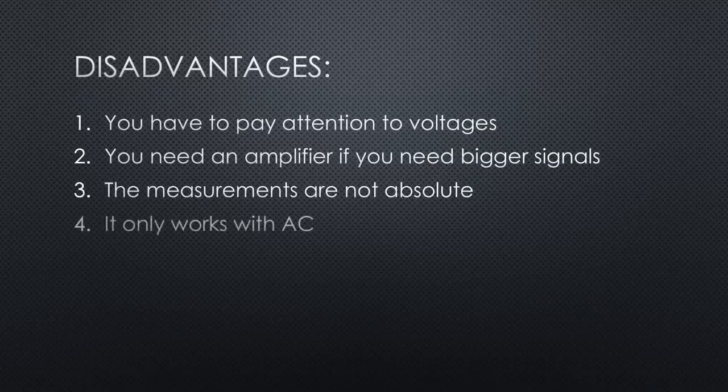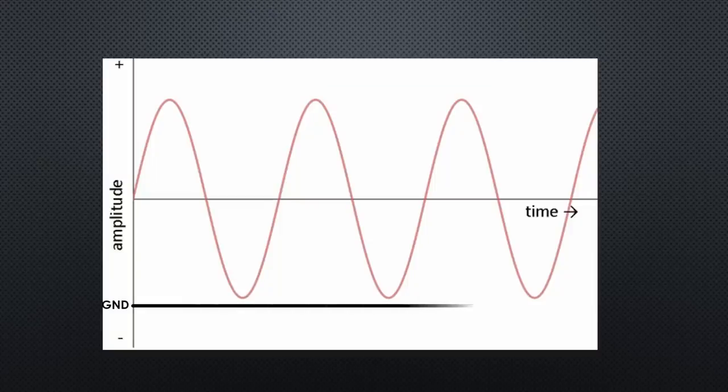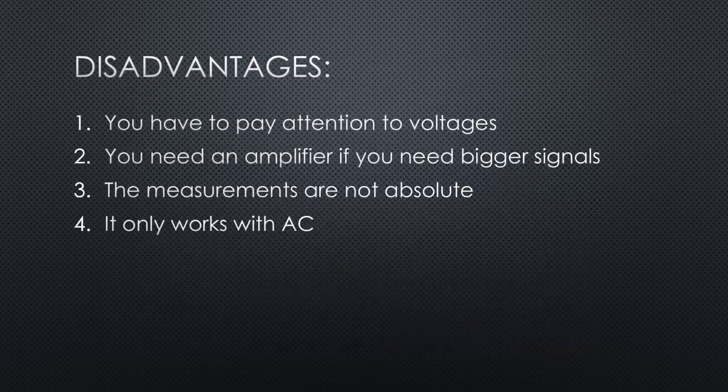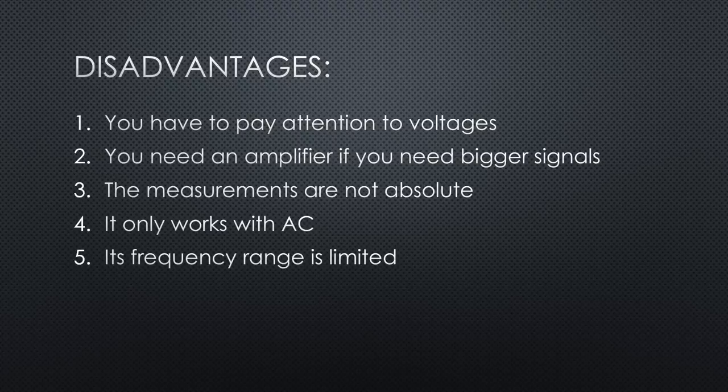The fourth flaw is that it only works with AC. It does not show DC components in your signals, so it cannot easily be used to drive or measure digital devices. And the fifth flaw is that its frequency range is limited. You for sure get up to around 20 kHz and, if you are lucky, to 96 kHz. Higher frequencies are not possible.